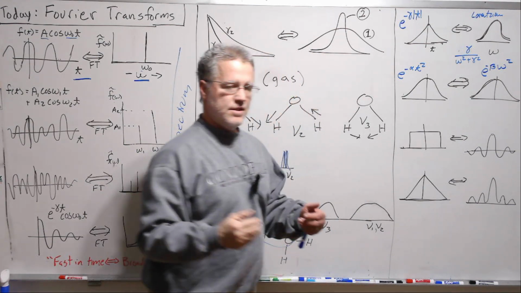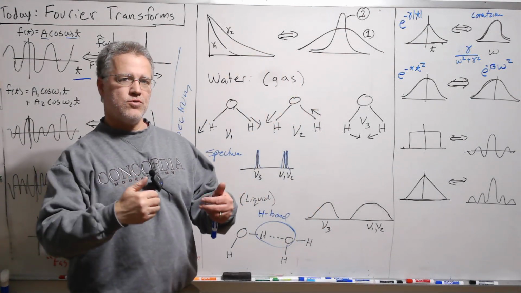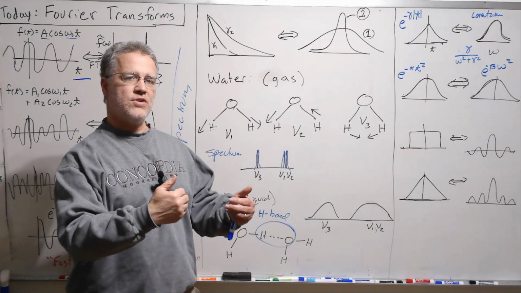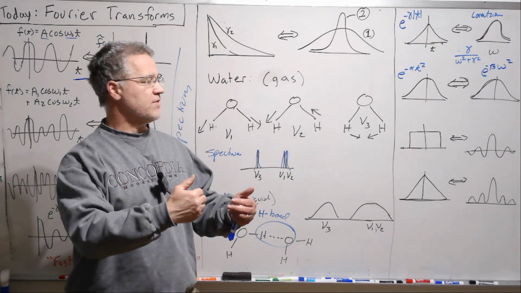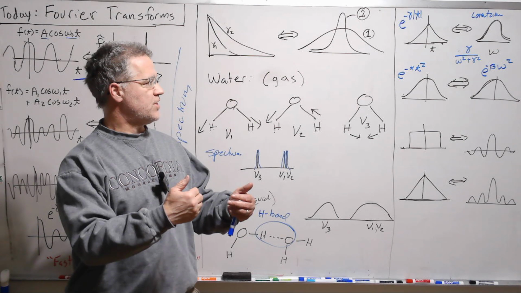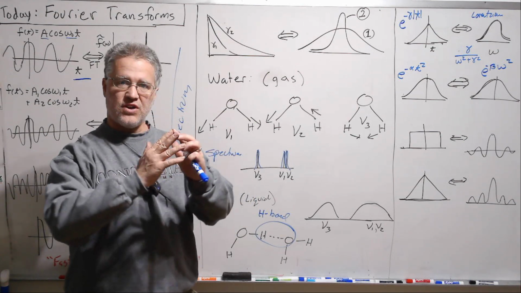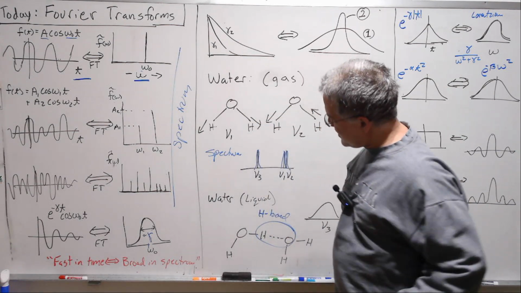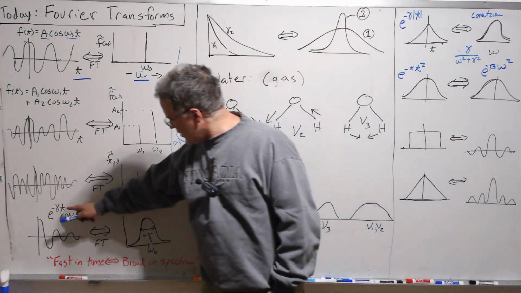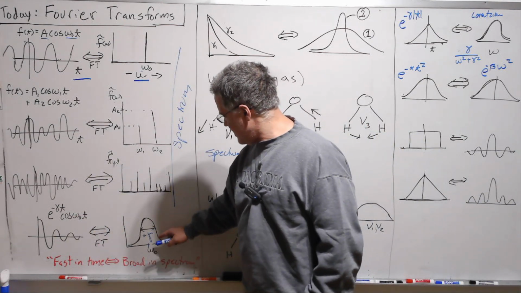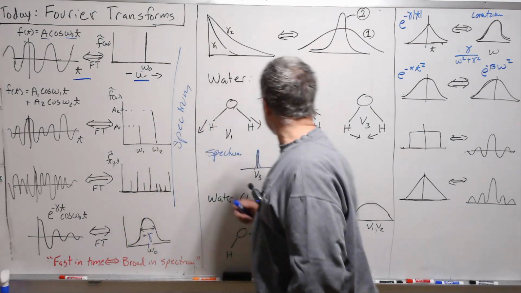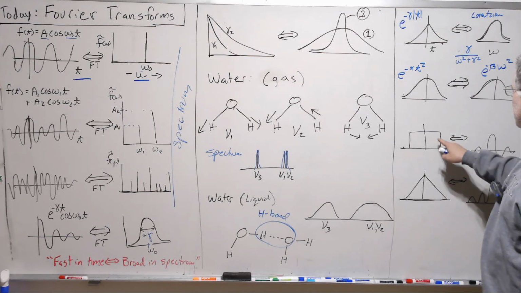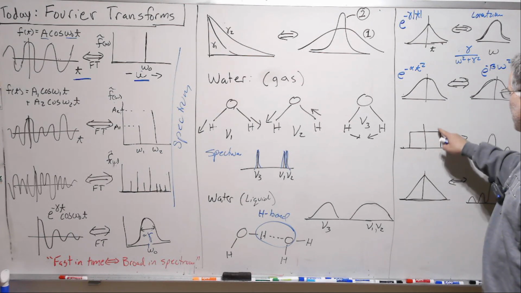The Gaussian, or the normal distribution, or the bell curve, is unique in that the Fourier transform of a bell curve is a bell curve, or the Fourier transform of a Gaussian is a Gaussian, but the widths are inverse to one another. Let me see, did I make a mistake over here? So if this is big, then this is big. Okay. Looks like I'm fine.